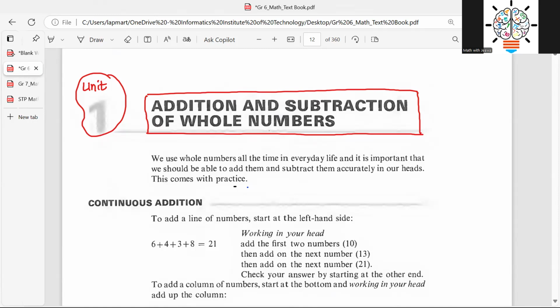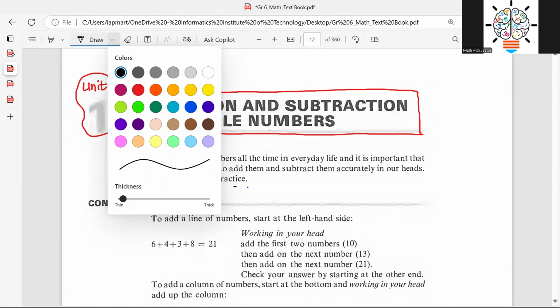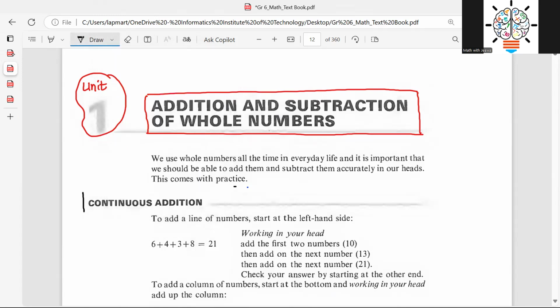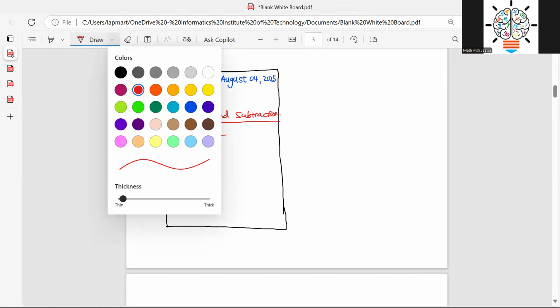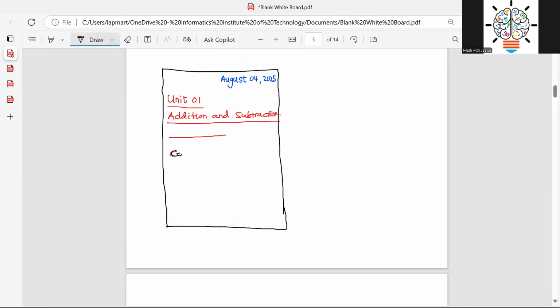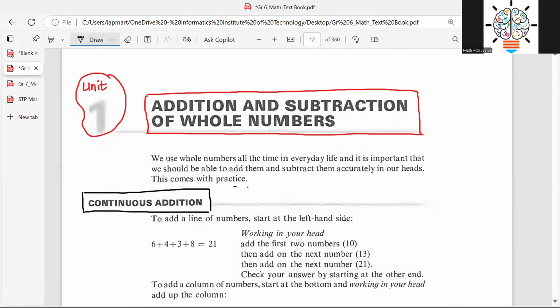Okay, then you write the subtopic. What is the subtopic? Continuous addition. You write the subtopic in black color, and underline it like this. Continuous addition. This topic, unit 1 and unit 2, they are very easy, children. So nothing to worry.